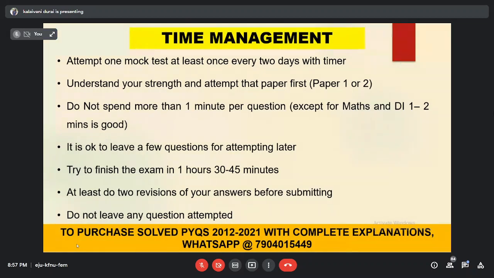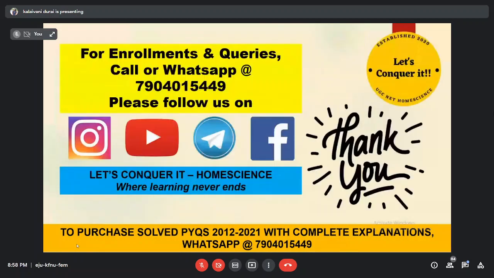Okay, so just a glance through. At least solve one paper every 2 days. Second, either paper 1 or paper 2, find which is easy for you and finish that first. No more than 1 minute per question. It is okay to skip the questions and come back to them. Finish in 1 hour 30 minutes to 45 minutes. Do 2 revisions of your answers. Then do not leave any question unattempted because negative marks are not there in the UGC-NET exam.